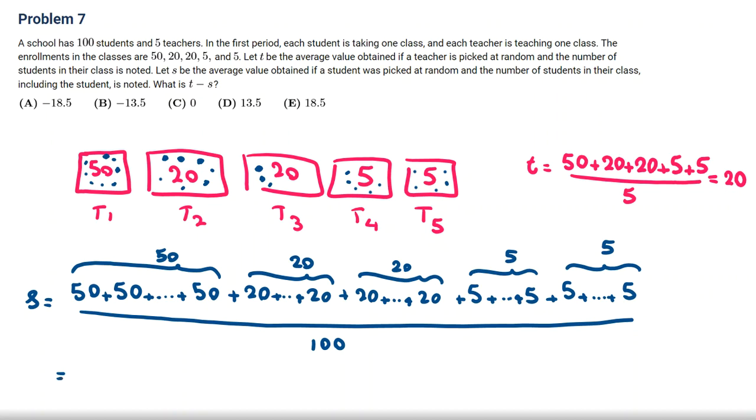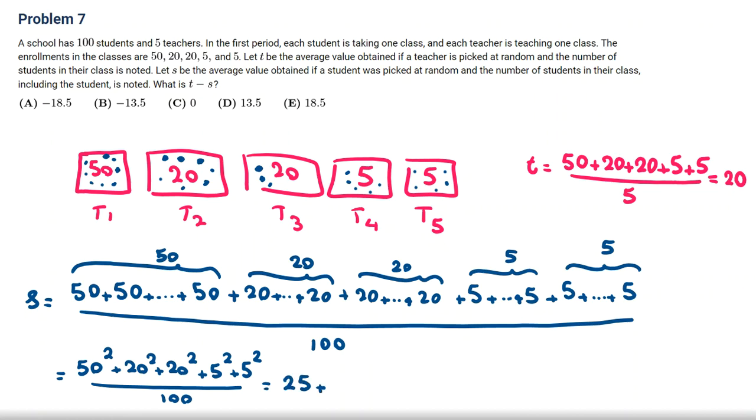Let's calculate S. It will be 50 times 50, 50 squared, plus 20 squared, plus 20 squared, plus 5 squared, plus 5 squared, all over 100. 50 squared over 100 will be 25. 20 squared over 100 will be 4. The next one, 4, and if I add these two, 5 squared plus 5 squared, 25 plus 25, 50. 50 over 100 will be 1. It will be 25 plus 4, 29, plus 4, 33, 33 plus 1, 34.